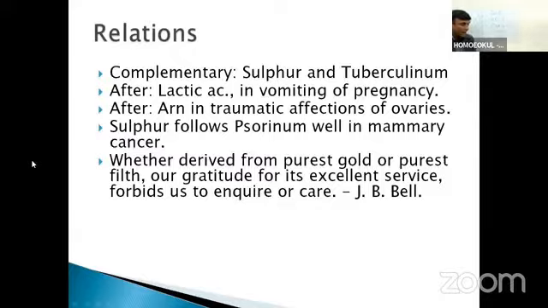After arnica and traumatic affections of ovaries. Okay, so just you can understand the intensity of this symptom. Psorinum is also very important in bad effect of injury. Okay, sulfur follows Psorinum well in mammary cancer. Next. So these relationships are very important from Psorinum. So this is all about Psorinum from Allen's keynote.